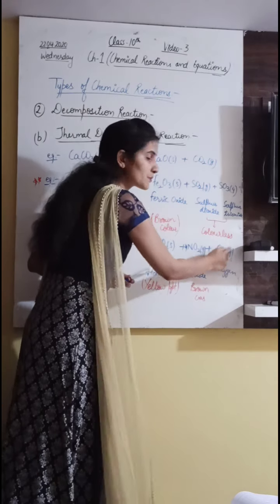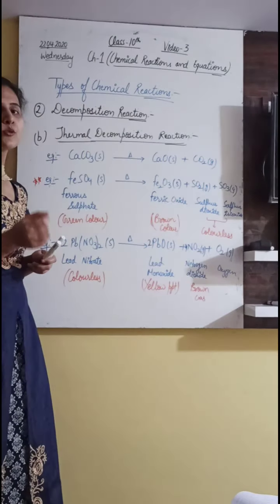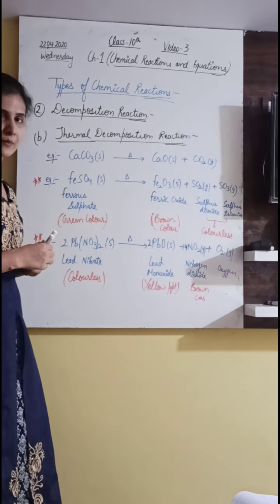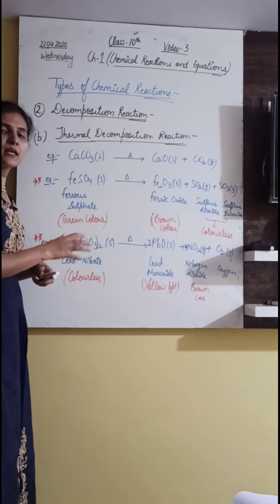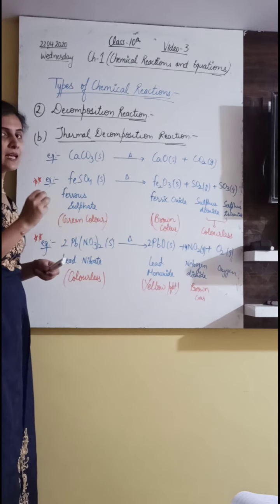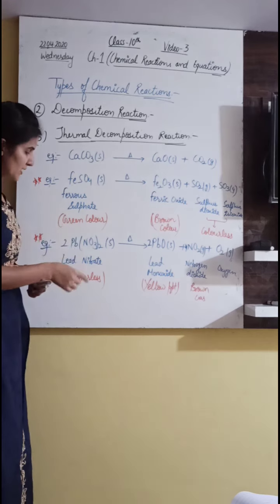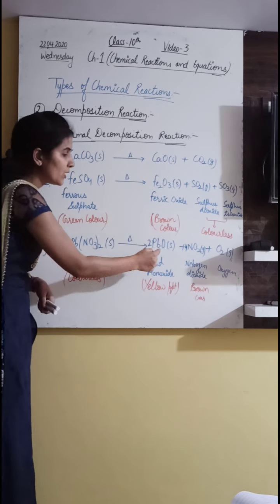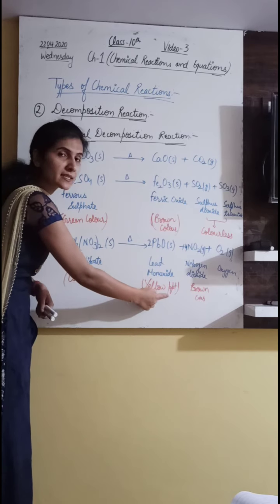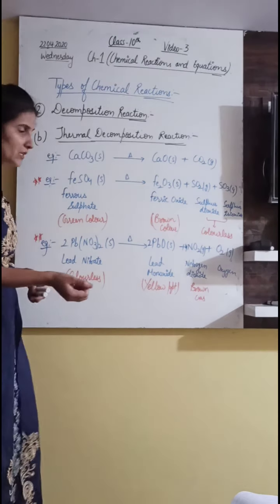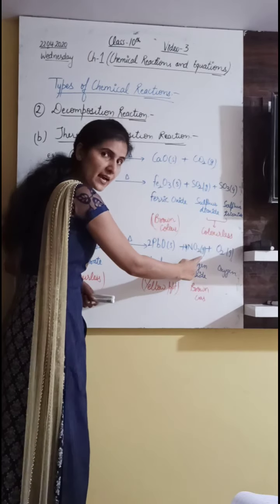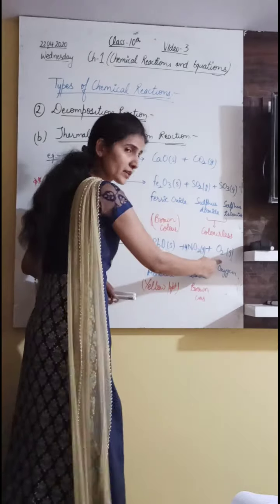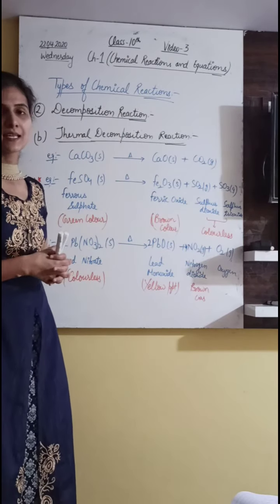Here oxygen is present. Now it's time to do the test for this oxygen. I will explain after a minute. So here in this case, this lead nitrate is colorless in nature. It will transform into lead monoxide, which is the yellow precipitate, along with the production of the gas nitrogen dioxide, which is a brown color gas, and one more gas is there, that is oxygen, which is colorless in nature.